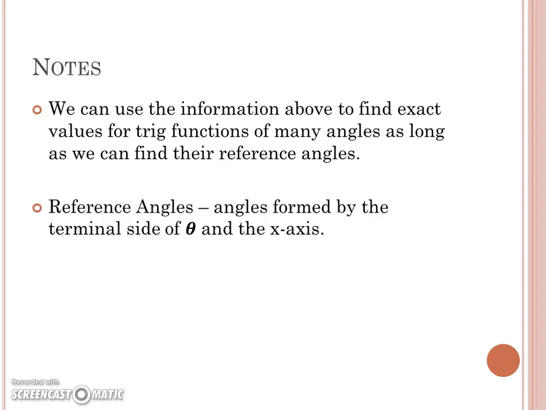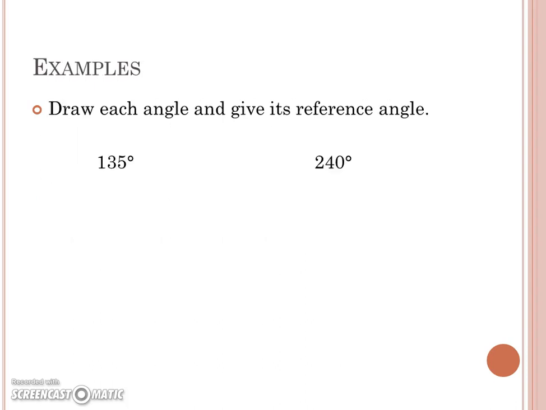Alright, we can use that information in order to find our values, as long as we have their reference angle. Reference angle is just the angle formed by the terminal side of theta and the x-axis. So for 135 degrees, we can draw that angle, and then we create a right triangle using the terminal side. So this angle is just 180 minus 135, so it is 45 degrees.